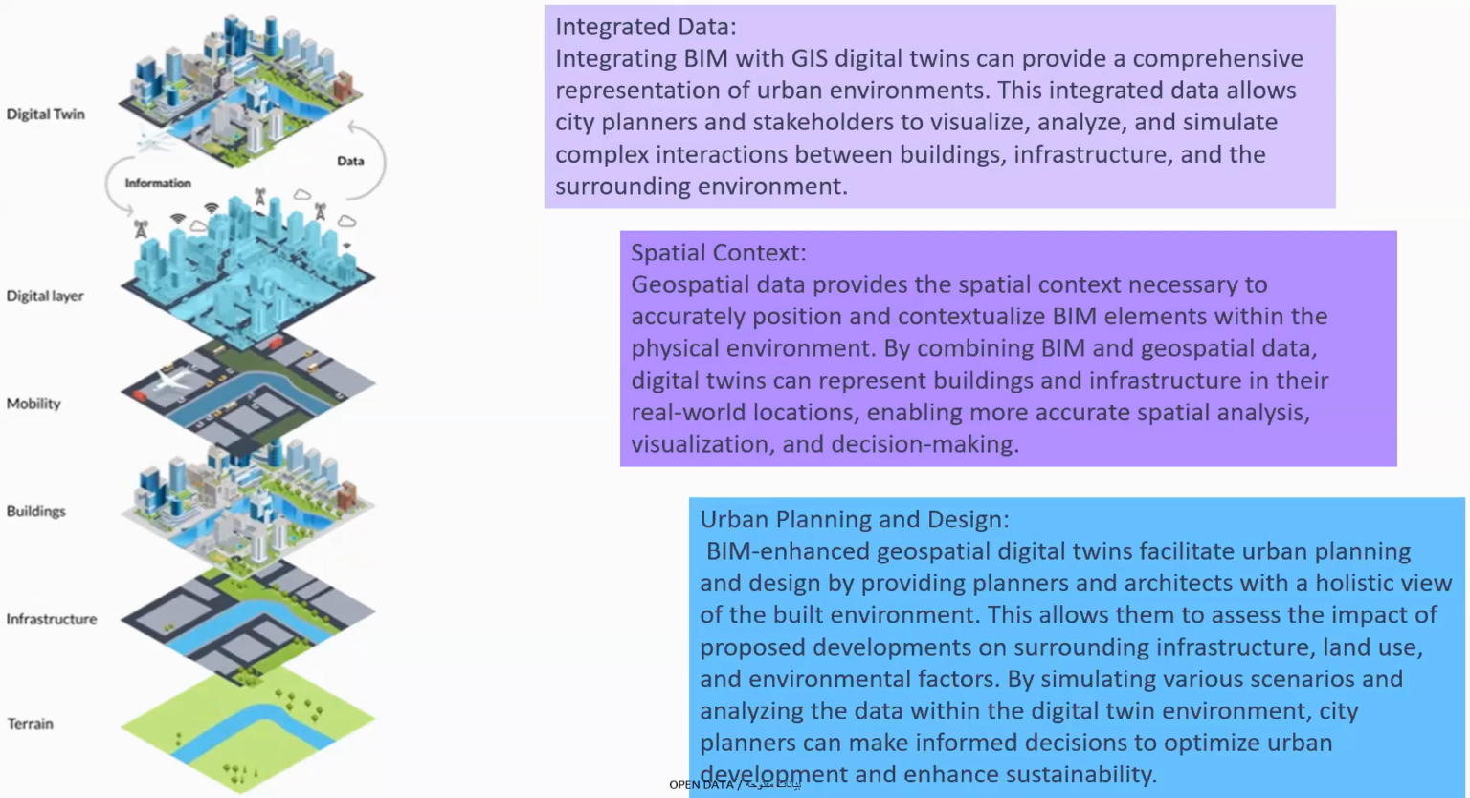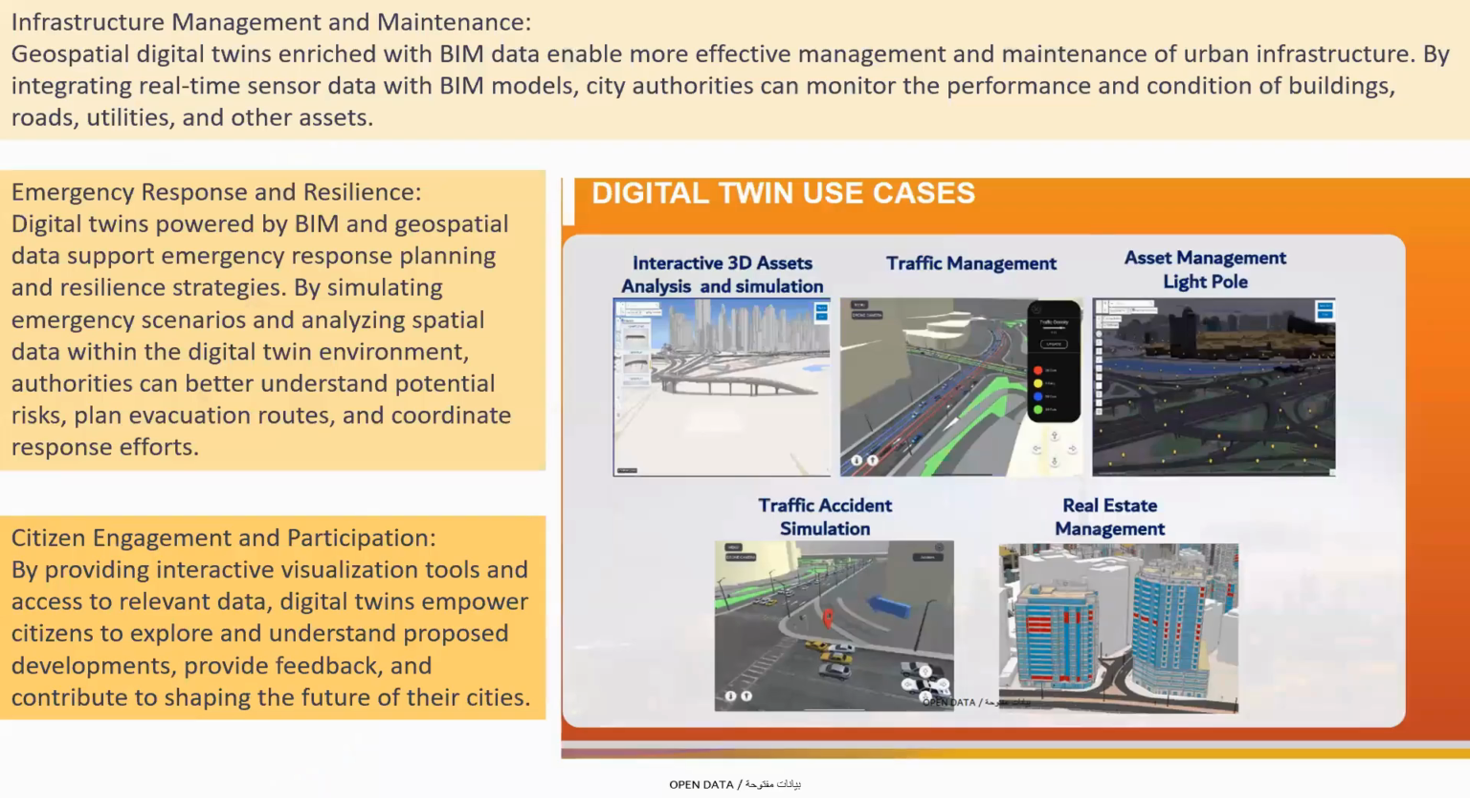So we use the terrain, the infrastructure, the buildings, and the mobility information. Here, we will also add smart city information to the digital twin. These are operations you use on the digital twin. Once you have the digital twin and the information, you can do a lot of different analyses that will help the city, and help emergency response, for example, resilience, engagement and participation, etc.